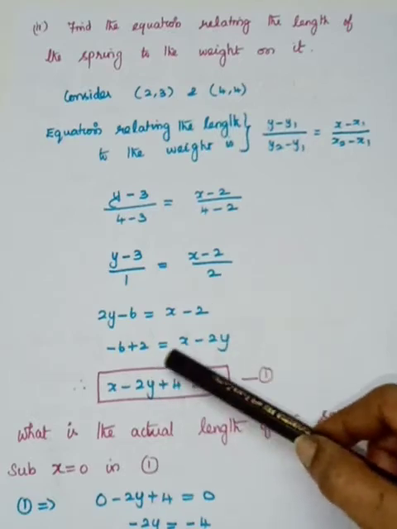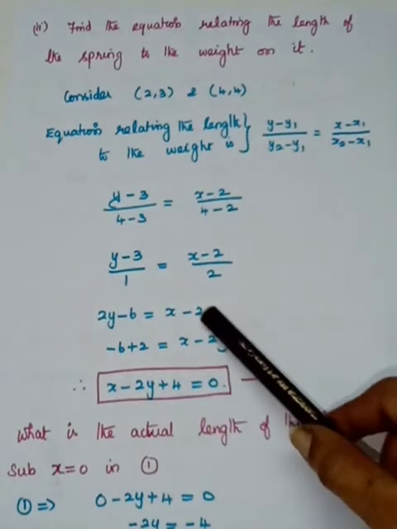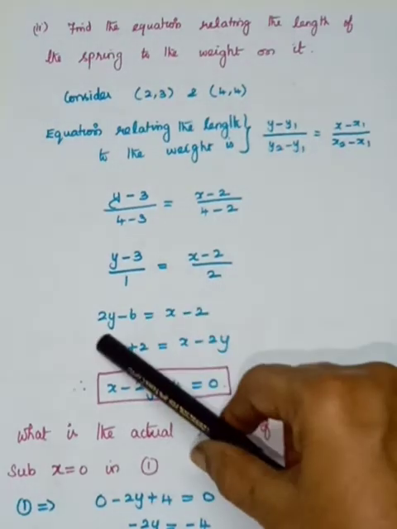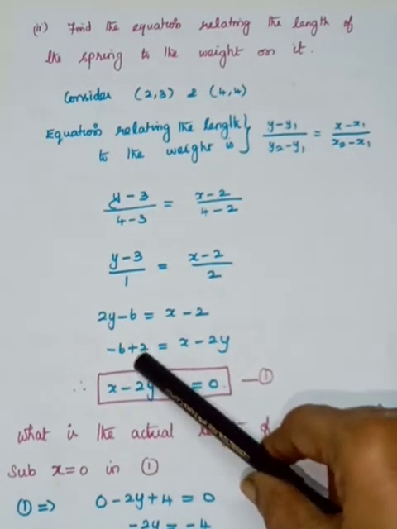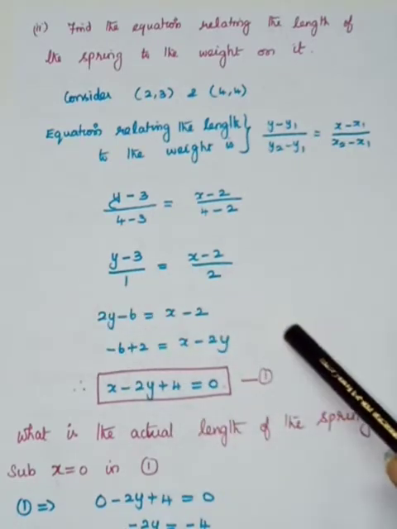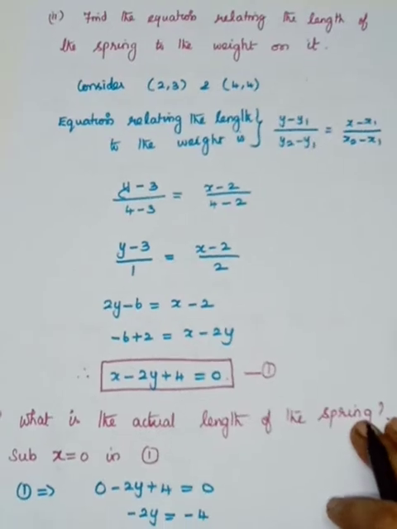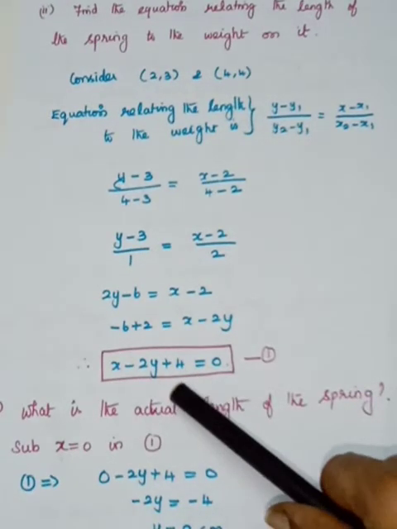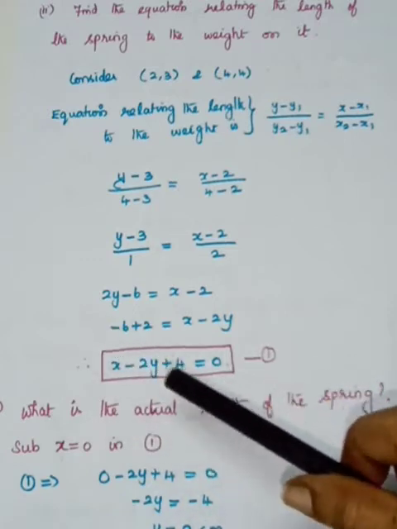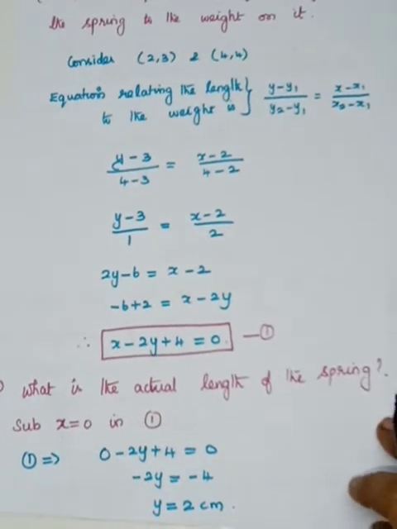If you arrange, bring this y term to the left side, minus 2y. The constant minus 2 you brought to the left side, it is plus 2. Minus 6 plus 2 is minus 4. If you bring it to the right hand side, it is plus 4. This is the relation between the weight and the length. X is the weight and y is the length. If the weight changes, the length also will be changing. The length is depending on the weight.